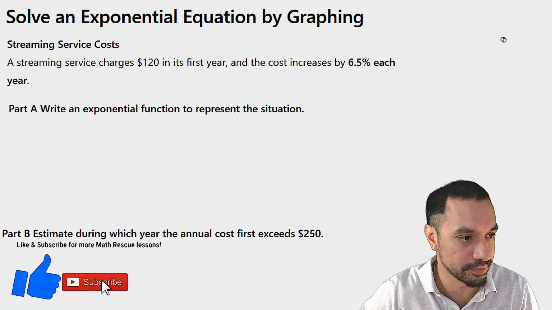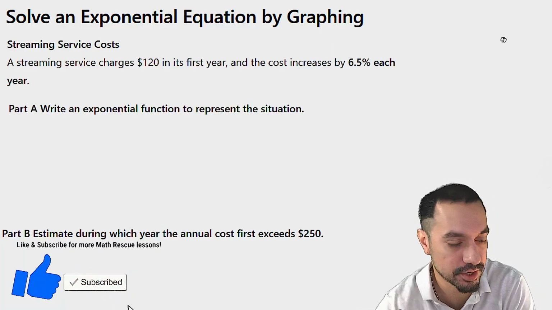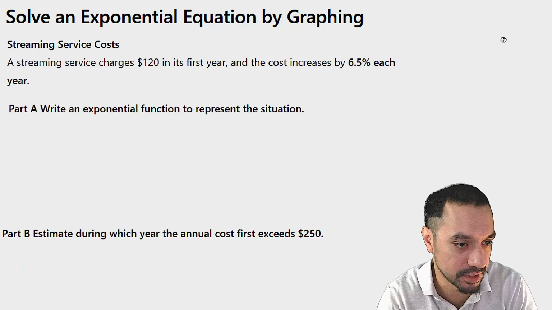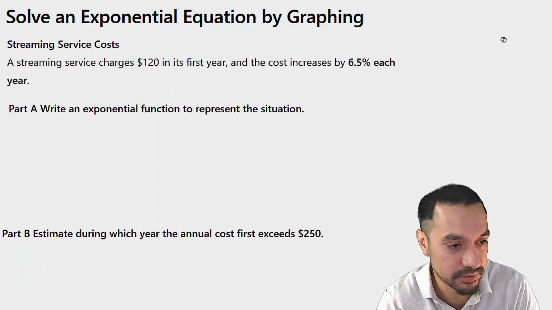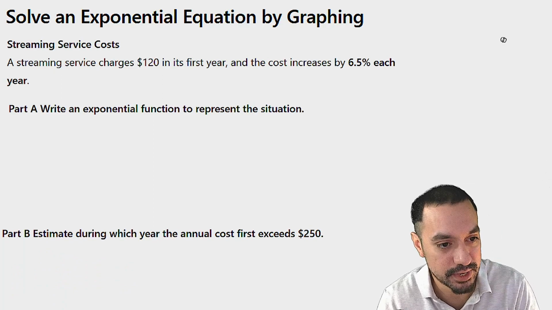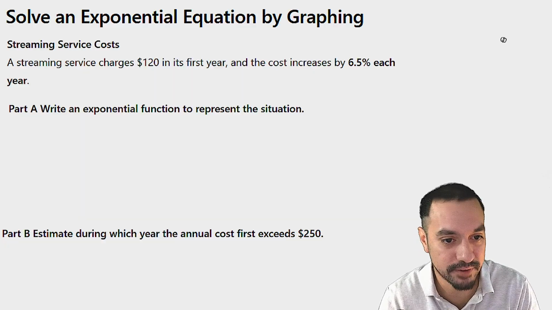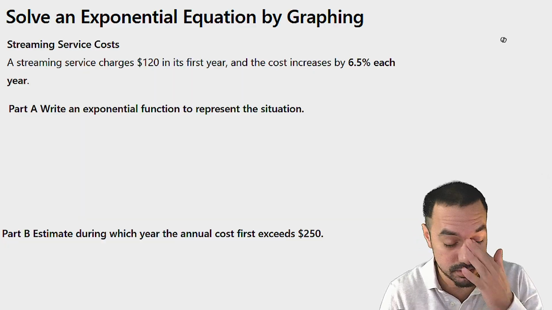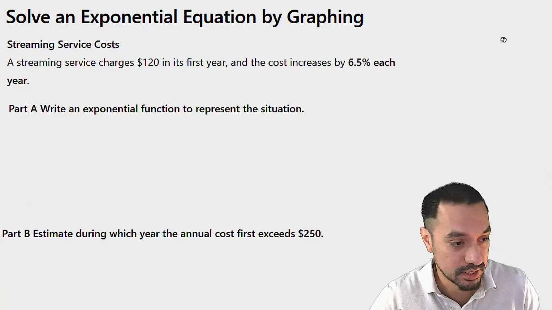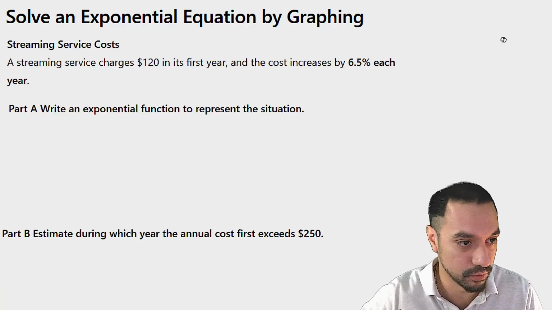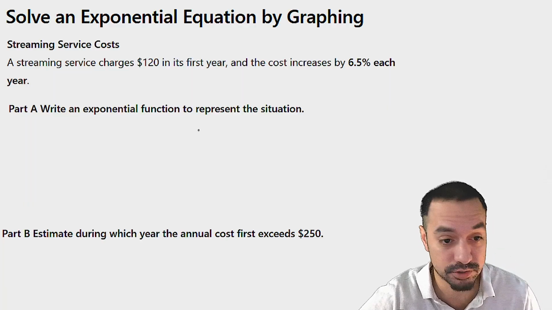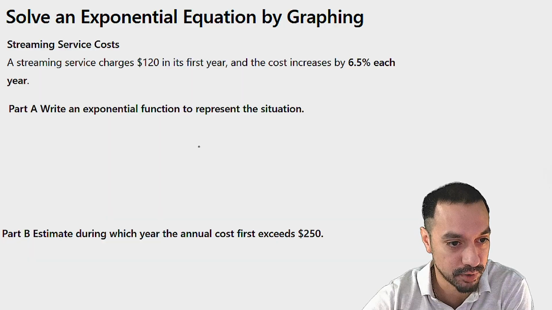Alright, so the question says a streaming service charges $120 in its first year. Disney Plus has been raising its prices, and the cost increases by 6.5% each year. Yeah, streaming is getting out of hand, honestly. Anyways, we want to model this because it's growing exponentially, so we're going to use an exponential model.